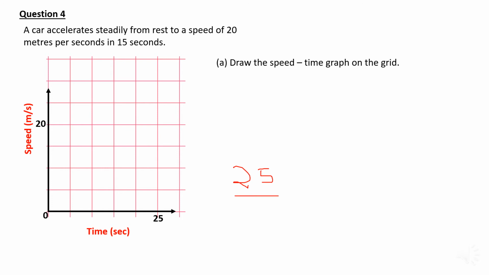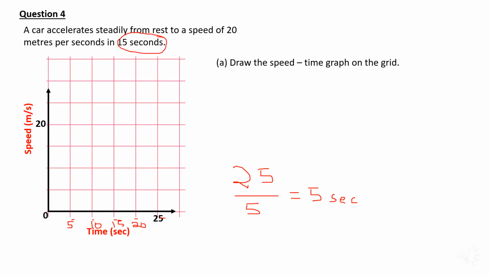So I have 1, 2, 3, 4, 5. So one block represents 5 seconds on the x-axis. This is going to be 5, that is going to be 10 here, 15, and 20. So now you know where 15 is, because it says in the first 15 seconds.